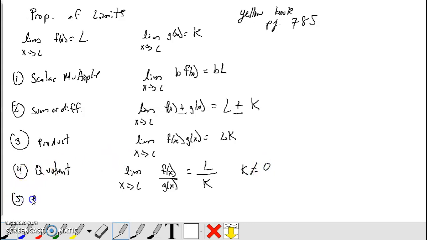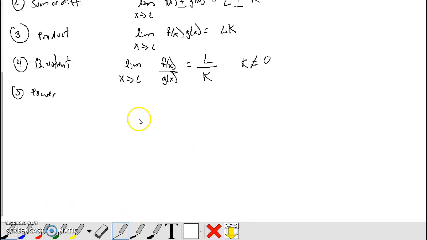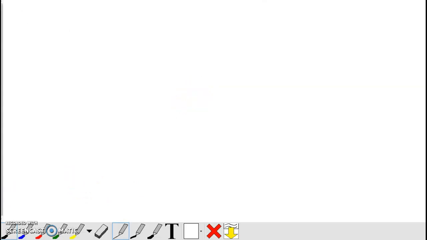And then last but not least, there's power. And so this one basically says this. So it says the limit as x approaches c. So if I have f of x and I raise all of this to a power of n, that just basically means my whole number is going to be raised to the power of n. Okay, so we could use those properties to help us with direct substitution.